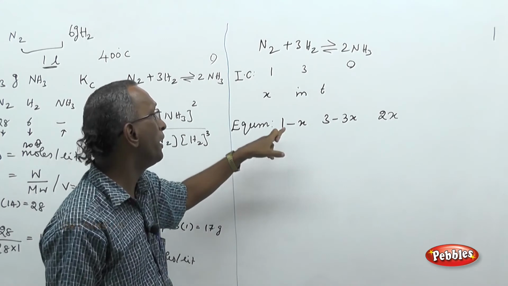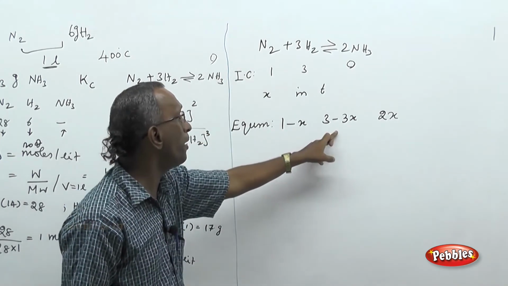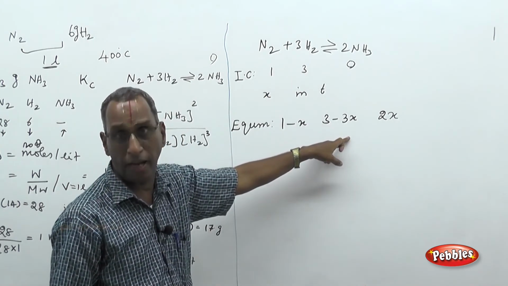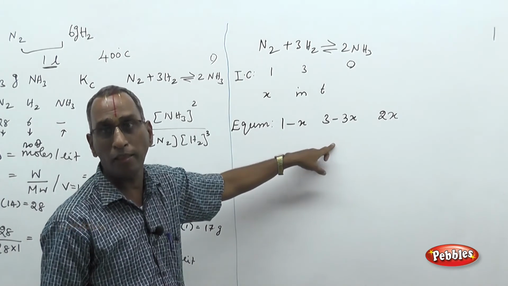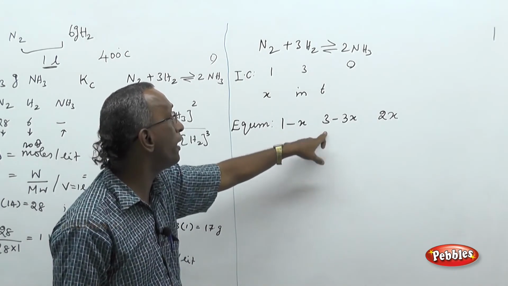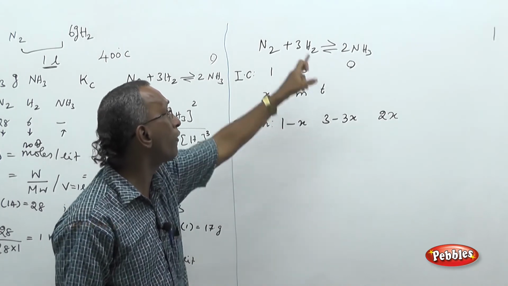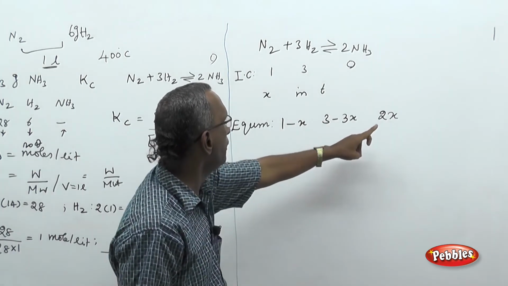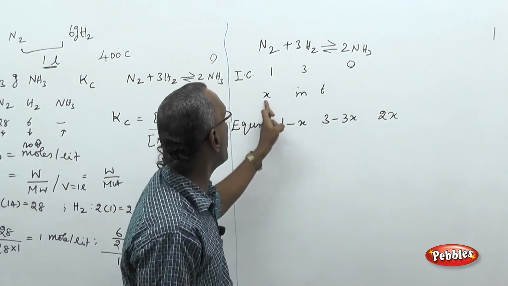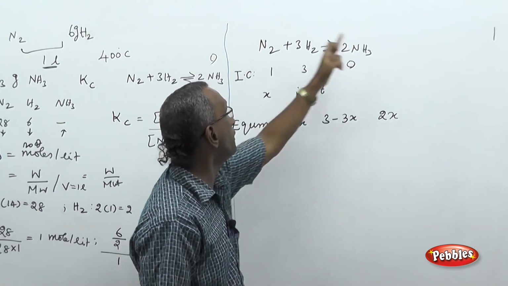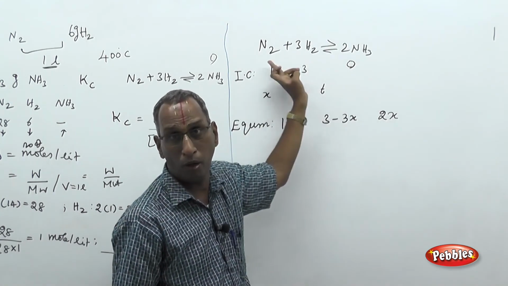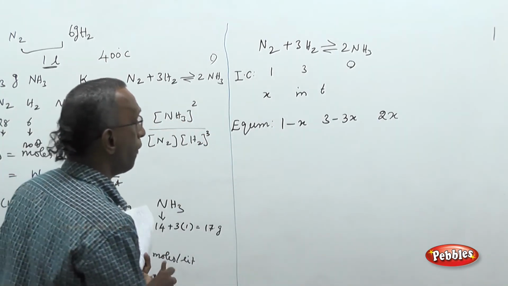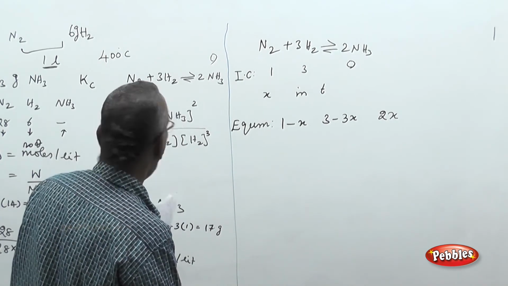1 minus X is the equilibrium concentration of nitrogen. 3 minus 3X is the concentration of hydrogen at equilibrium, because 3 is the initial concentration, 3X is the reacted amount, and the unreacted concentration is 3 minus 3X. And 2X has been formed. X is reacted means 1 part reacted, only 2 parts are formed. So 2X moles of ammonia are formed at equilibrium.